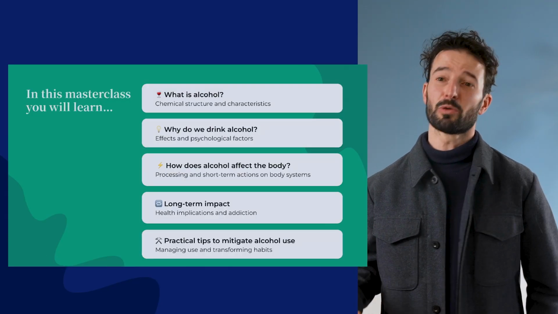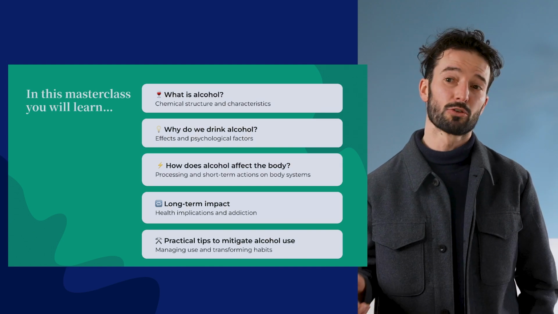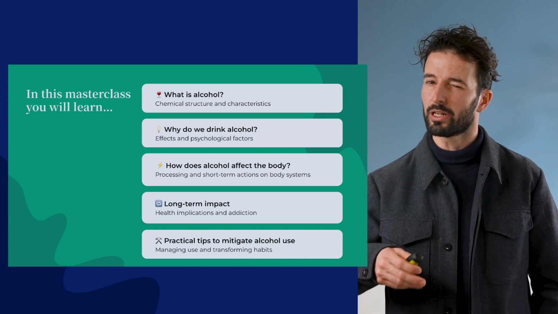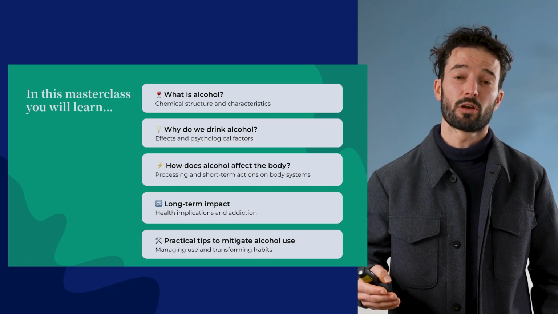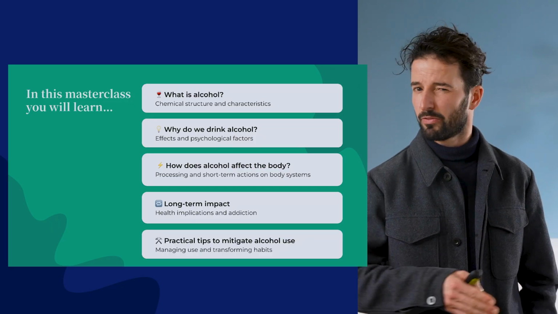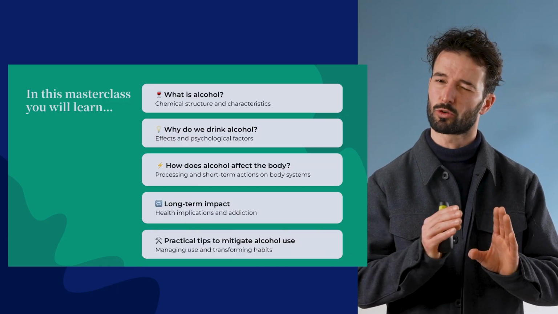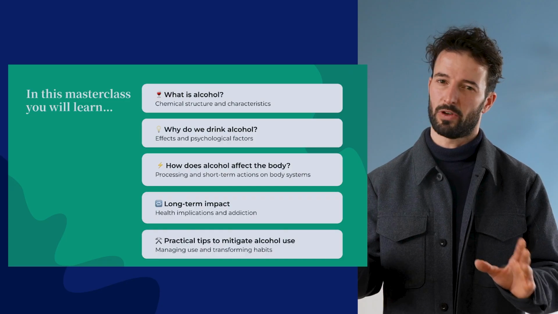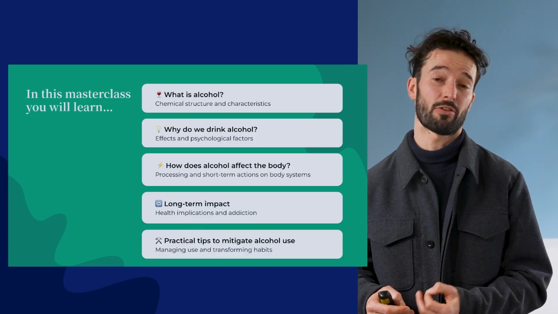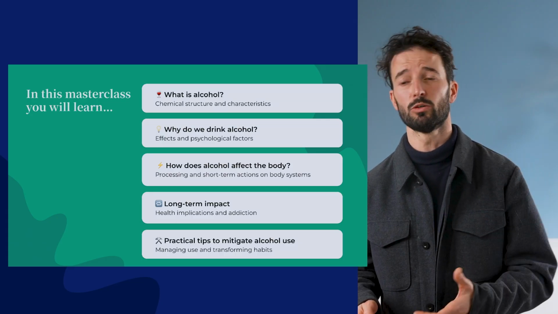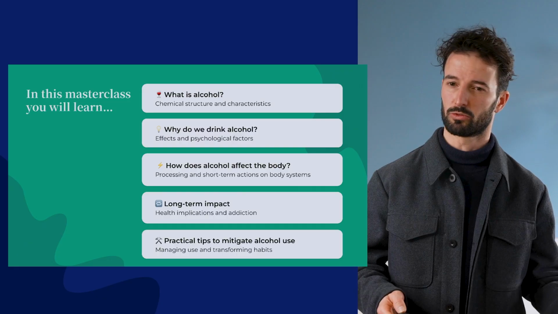So in this masterclass, we will learn what alcohol is, and it's about the chemical structure and the characteristics. Also, why do we drink alcohol? So not only the psychological effects, but also the social aspects will be covered as well. How does alcohol affect the body? So the internal processing of alcohol, and also the short-term effects of alcohol. And we also address the long-term effects, the impact and health implications, and also how you can deal with alcohol in itself, but also how to limit your alcohol use.